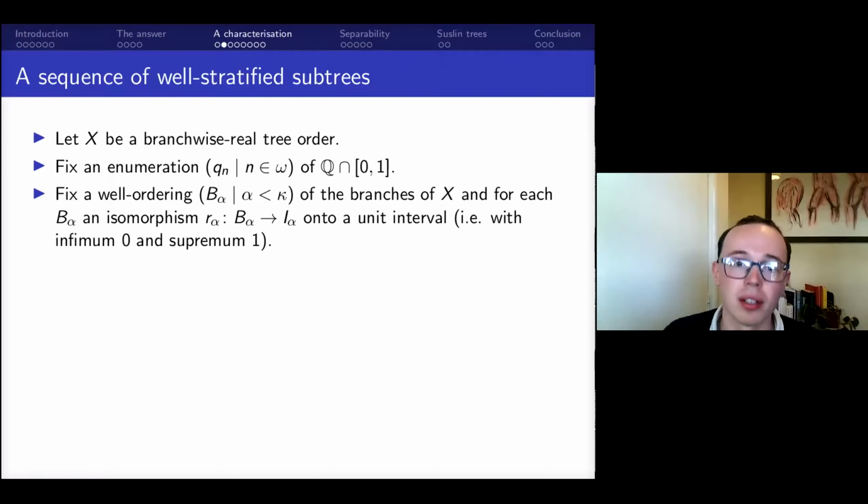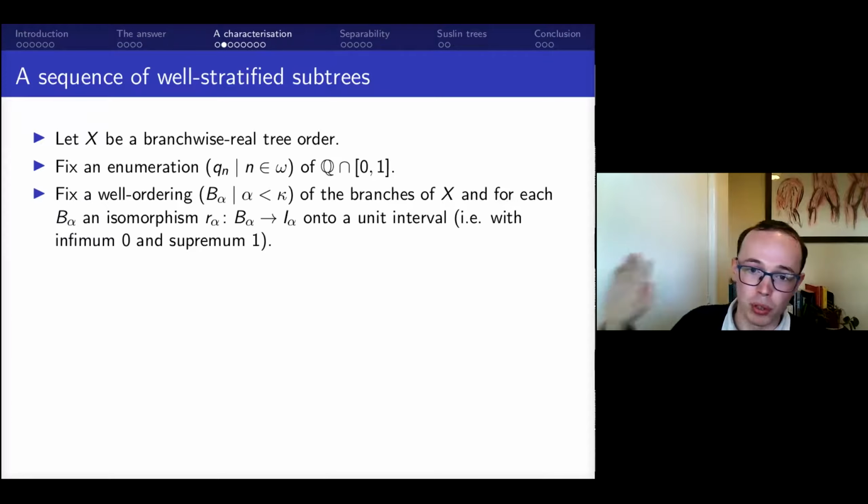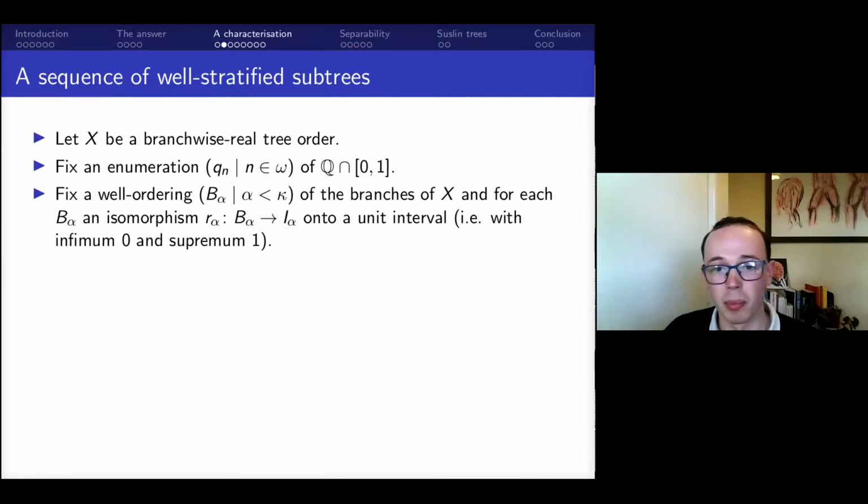Okay, so here's how we construct our increasing sequence of well-stratified trees. Let x be our branchwise-real tree order. We're first going to fix an enumeration of the rationals between 0 and 1. And we're going to fix a well-ordering of the branches of x into b alpha for alpha less than some kappa. And for each b alpha, since x is a branchwise-real tree order, we can fix some isomorphism onto a real interval, but we can always stretch it to make sure it's a unit interval.